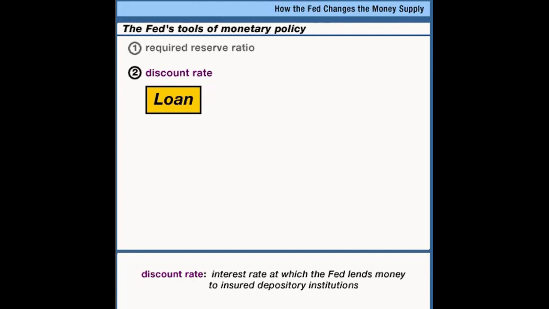However, nowadays, banks have other places they can go to borrow when they need it. They can borrow from one another through what's called a federal funds market, or they can use some of the treasury bills that they hold and sell them in order to get cash.